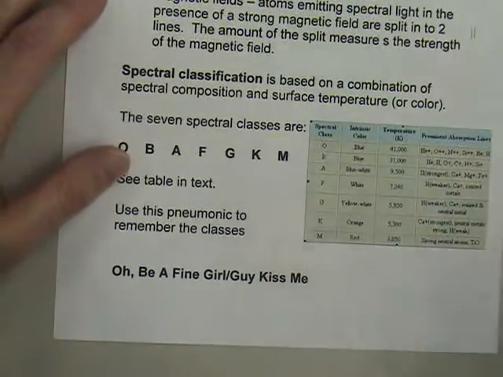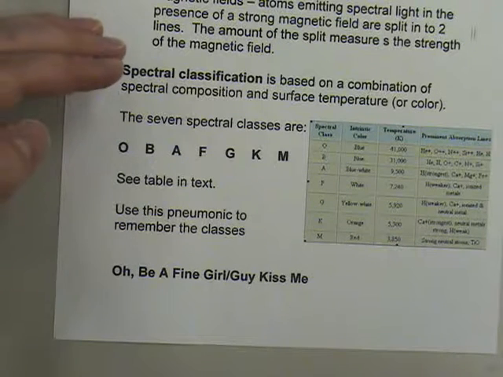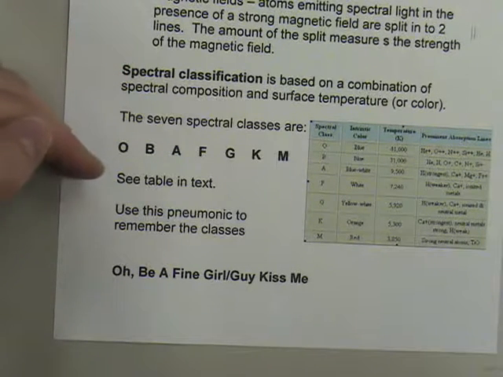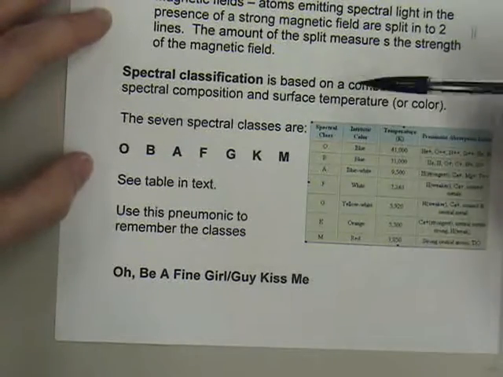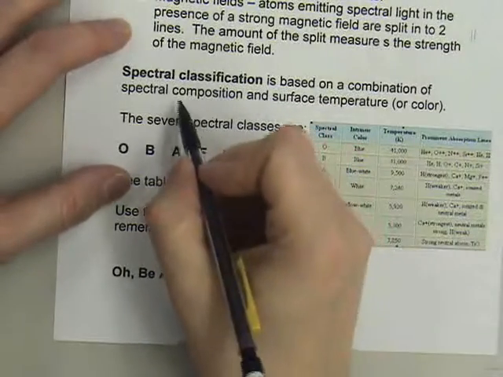Okay, so now let's take a look at the spectral classification for stars, and you will need to memorize the letters that are chosen for the classification, and also, most importantly, the order. And we'll go over that in just a moment. But the spectral classification is ultimately based on two things.